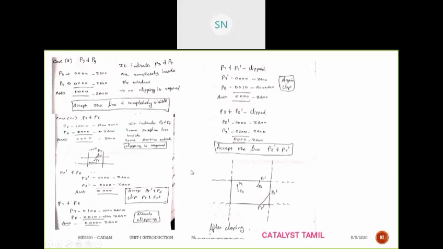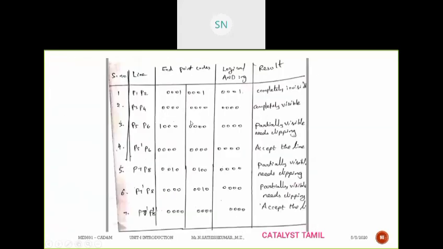I hope this clipping algorithm is visible to you clearly. Here is the consolidation table, where you can find the response for all the lines. This is the serial number, this is the line, this is the region code generated for the endpoints, and these are the logical AND results. Then the final prediction is displayed here.